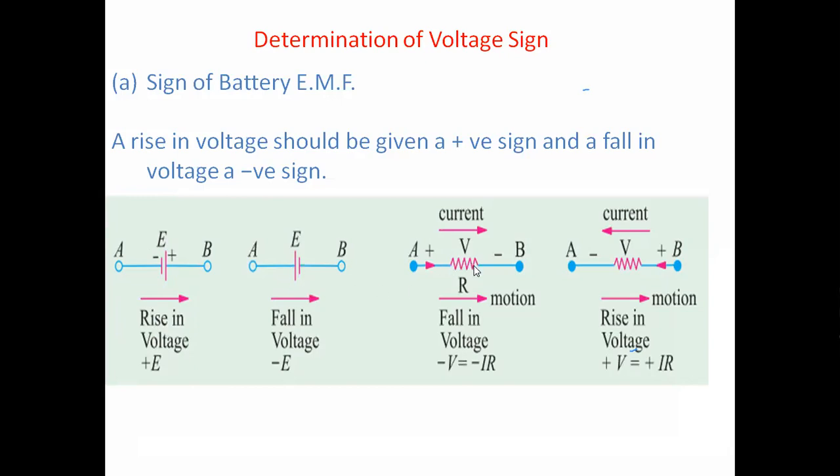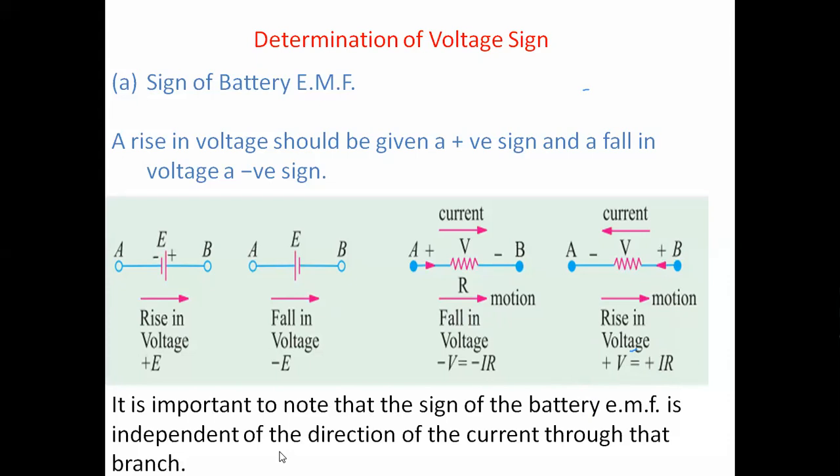And coming to the resistors, this is positive and negative. The current is moving in this direction, and we are also moving in the same direction. Then there is a voltage drop, so it becomes minus V, which is equal to minus I into R. And suppose the current is moving in the opposite direction while we are moving in the forward direction, then it is a rise in potential. So that's why it is going to be considered as plus I into R. Like this we can represent the voltage fall and voltage rise in batteries, and voltage drop and voltage rise in resistors.